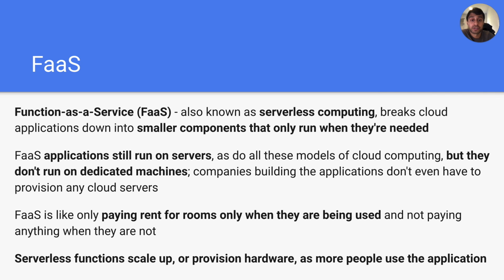So this is where we introduce Functions as a Service, or FaaS. FaaS, also known as serverless computing, breaks cloud applications down into smaller components that only run when they're needed. FaaS still run on servers even though we call it serverless, as do all of these models of cloud computing. But they're called serverless because they don't run on dedicated machines, and because the companies building the applications don't have to provision any servers explicitly. Serverless functions scale up or provision hardware as people use the function.